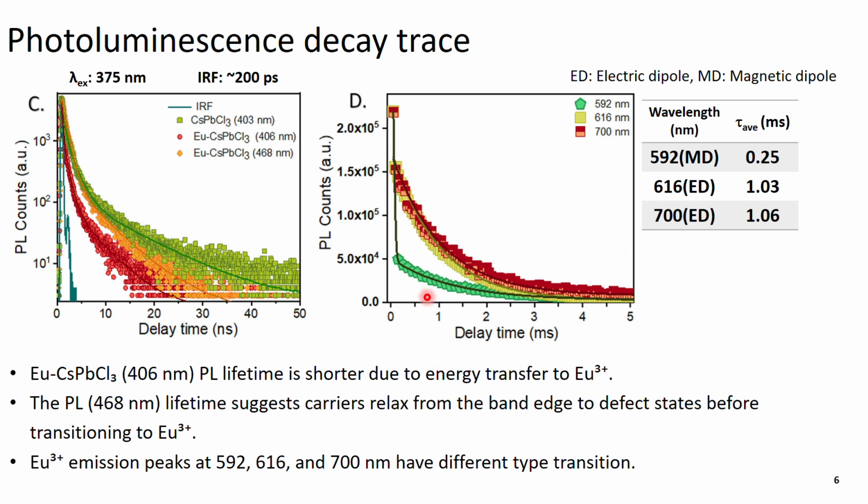But we didn't know what happened on this shorter time scale, because this time-resolved photoluminescence has a time resolution of 200 picoseconds, so we cannot see what happened at the earlier time. So we need to use femtosecond fluorescence up-conversion to know what happened on the earlier time scale.